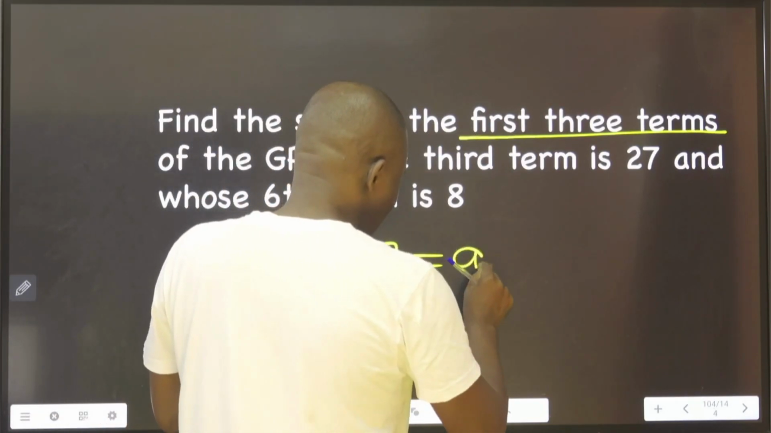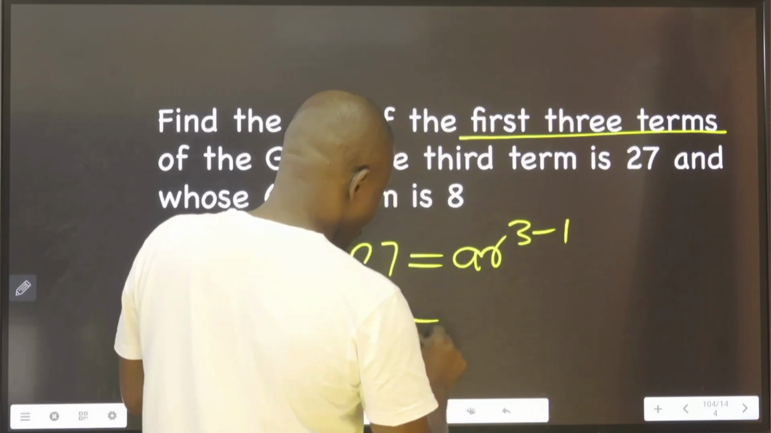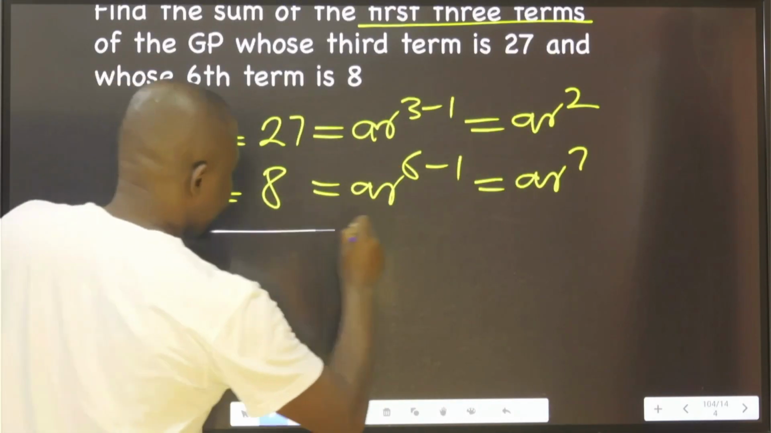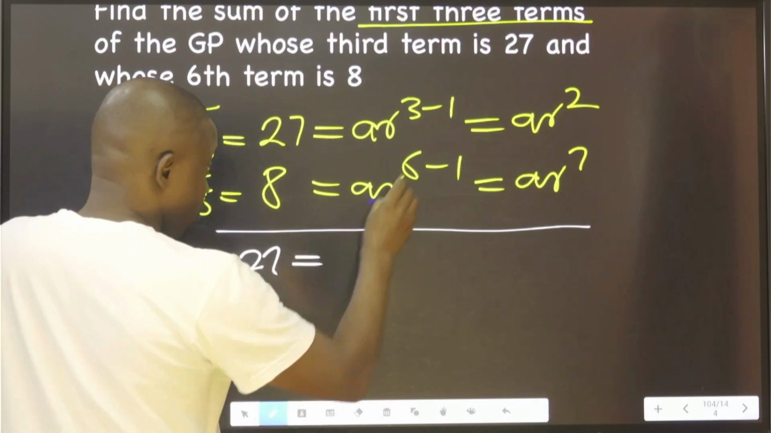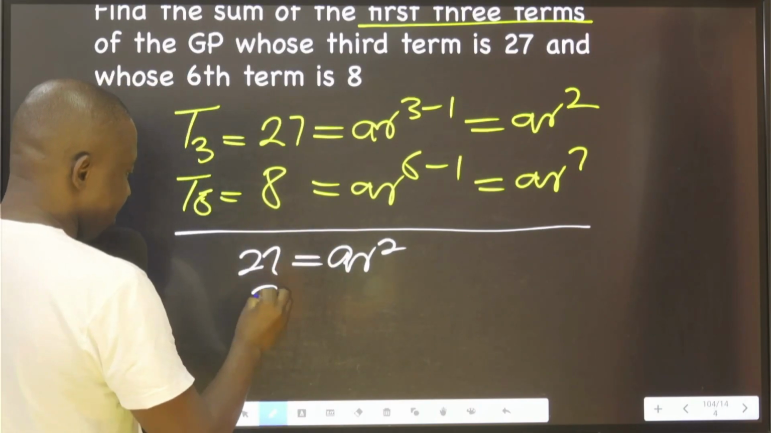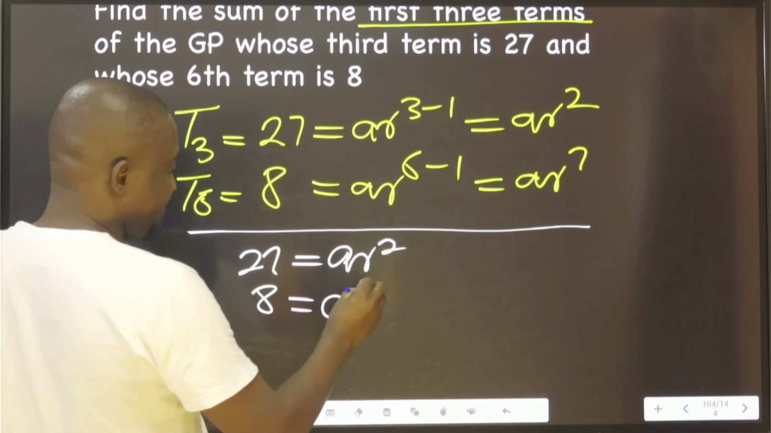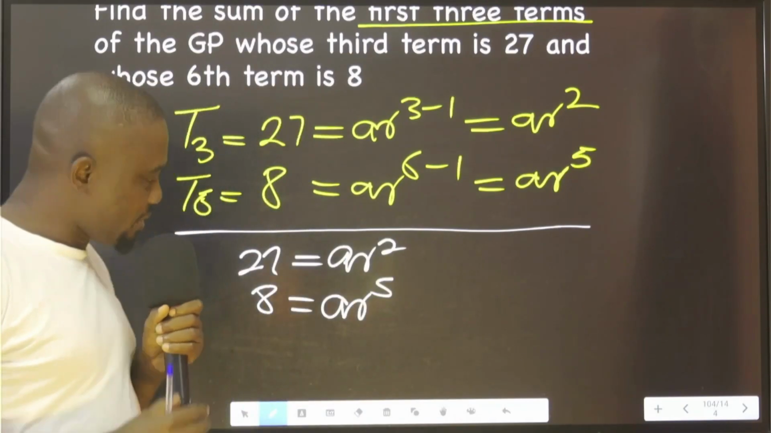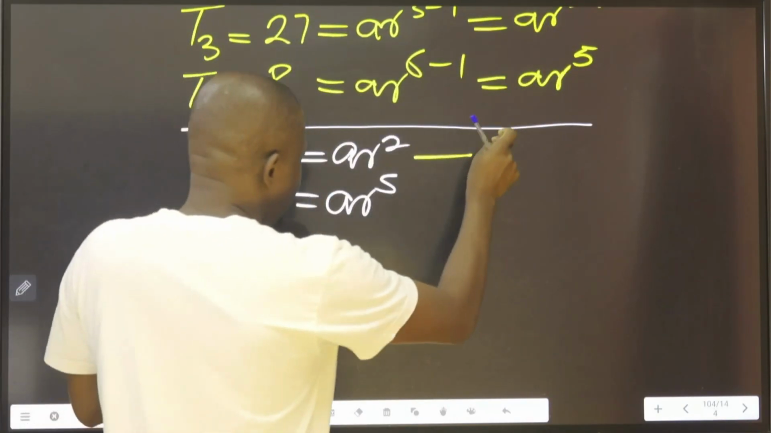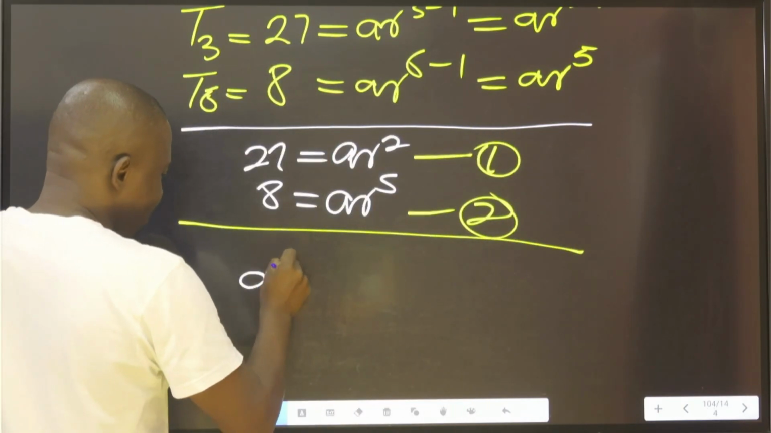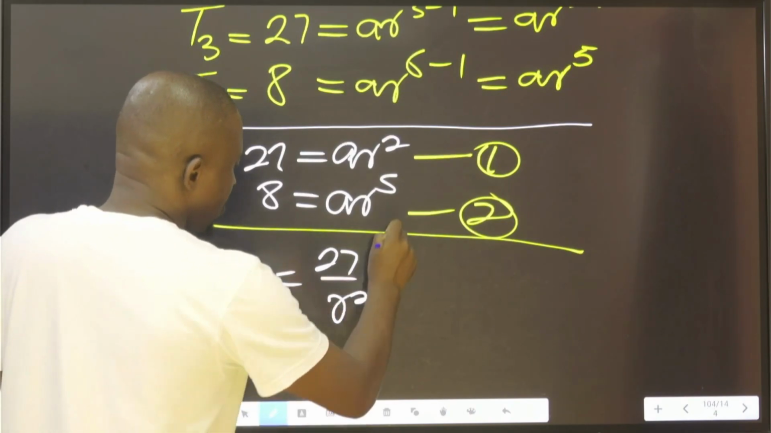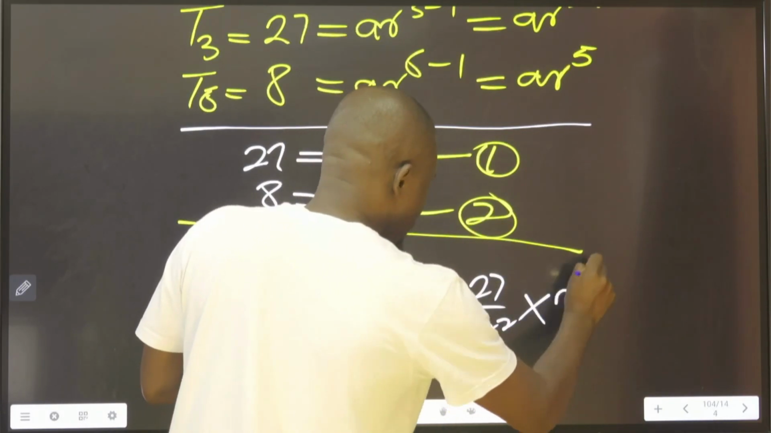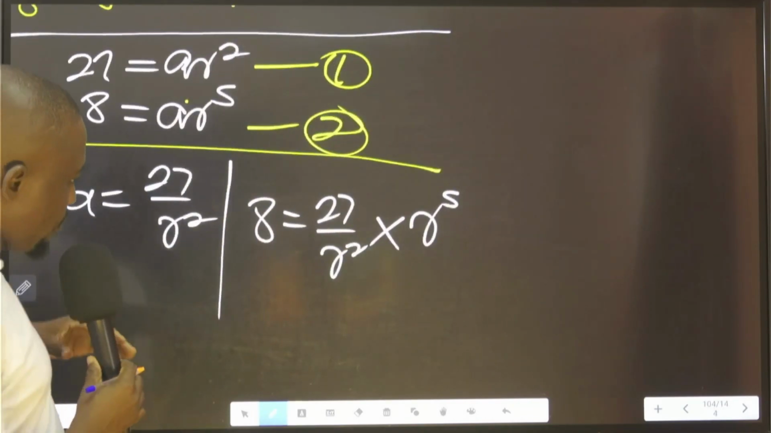So you agree with me, this is ar raised to 3 minus 1, while this is ar raised to 6 minus 1, looking at the terms. So with this now, we can rewrite this to be 27 equal to ar raised to power 2, while this is 8 equals ar raised to power 5. Remember, this is 5, please. This is 5 because 6 minus 1 is 5, okay? That was a mistake. Now, from here, we can get a as equal to 27 over r raised to power 2, which we can substitute in this place to say 8 is equal to 27 over r raised to power 2 multiplied by r raised to power 5, okay? So with this now, cancel this.